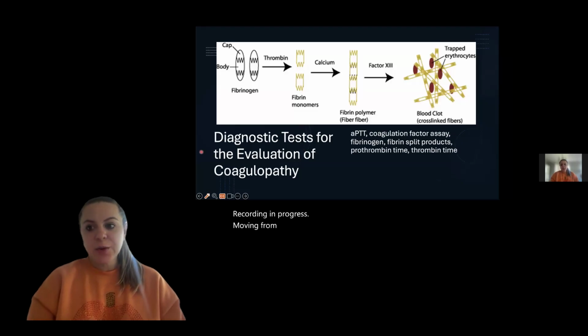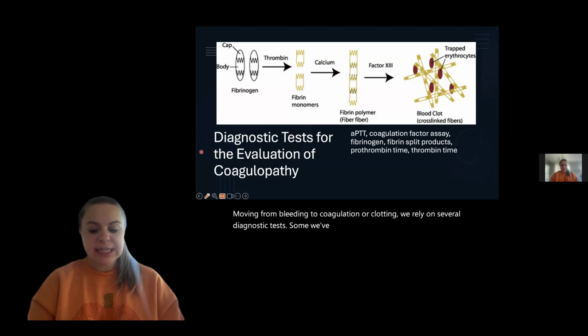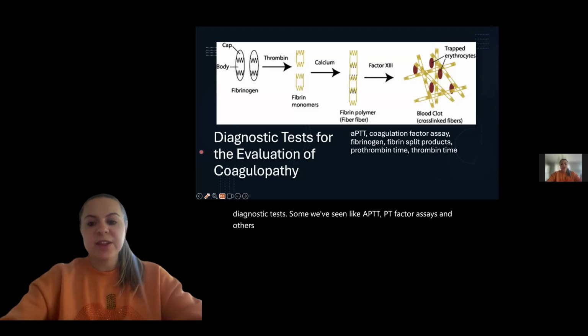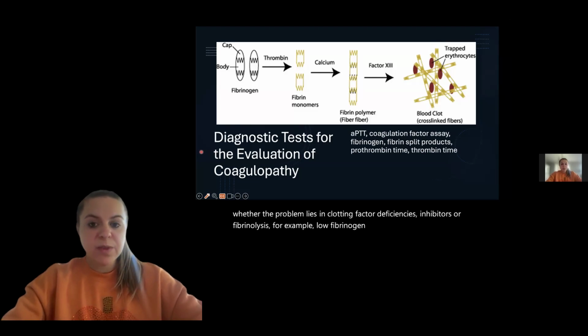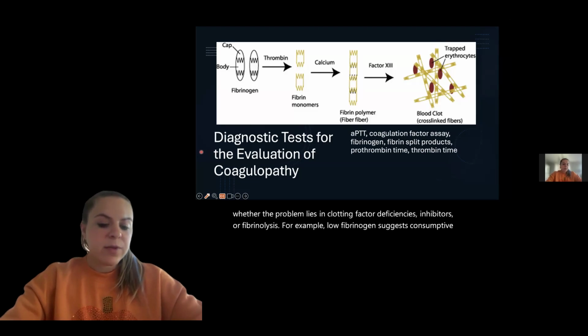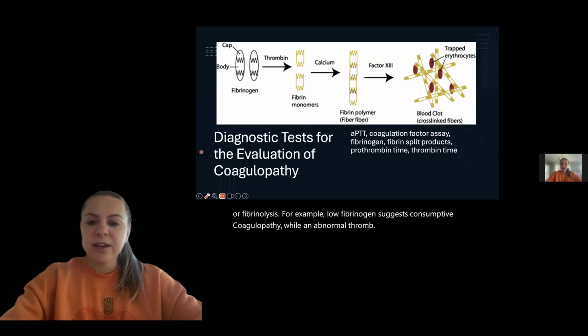Moving from bleeding to coagulation or clotting, we rely on several diagnostic tests. Some we've seen, like APTT, PT, and factor assays, and others like fibrinogen levels, fibrin split products, and thrombin time. These tests help us to identify whether the problem lies in clotting factor deficiencies, inhibitors, or fibrinolysis. For example, low fibrinogen suggests consumptive coagulopathy, while an abnormal thrombin time may point to qualitative fibrinogen defects. Together, these tests provide a comprehensive evaluation of bleeding disorders.